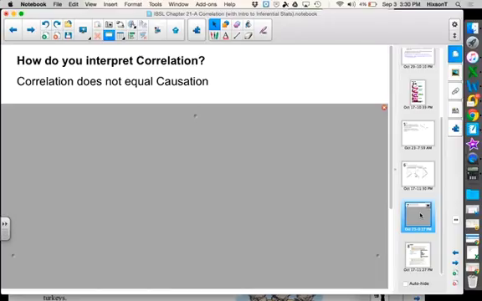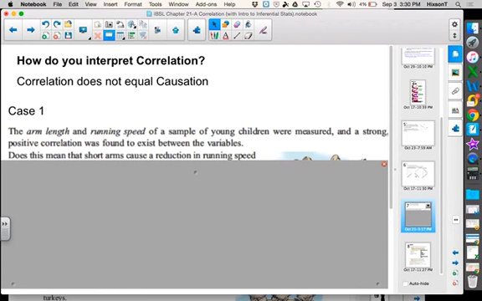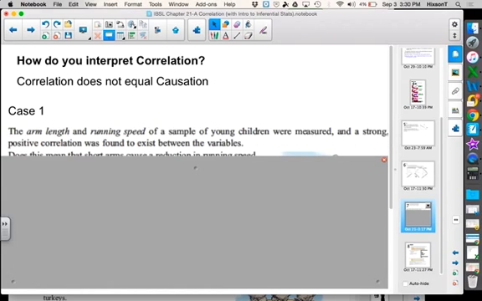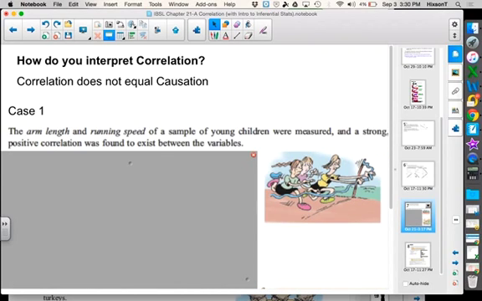There's a couple of kind of silly examples that your book gives, but it proves the point really well. Okay? Arm length and running speed of young children were measured, and a strong positive correlation was found to exist between the variables. Okay? Arm length and running speed. Okay? What do you think about that? Like, that makes sense, but it doesn't mean that if you're born with long arms, you're gonna be a fast runner. Okay, well, why not? We have a correlation. There's a relationship here.